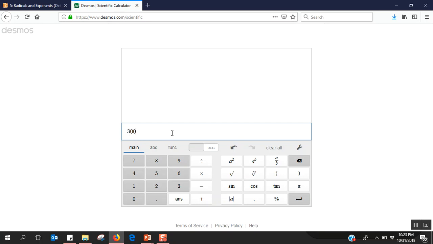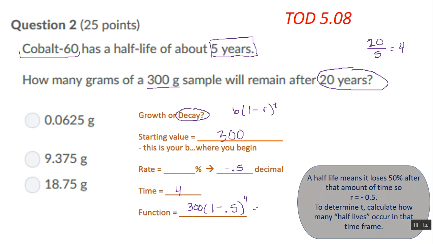So I type in 300 and then 1 minus 0.5. And then this A to the B button is going to get me my exponent. And I'm going to put a 4 up there. So my answer is 18.75. So I rewrite that over here, and I see that the answer is C. So after 20 years, there's going to be 18.75 grams left.